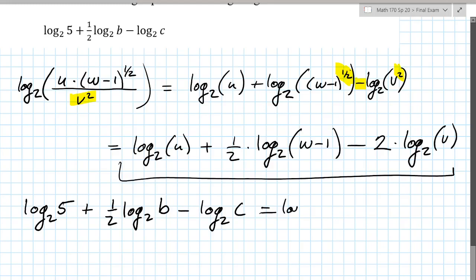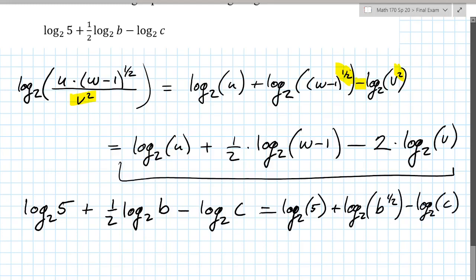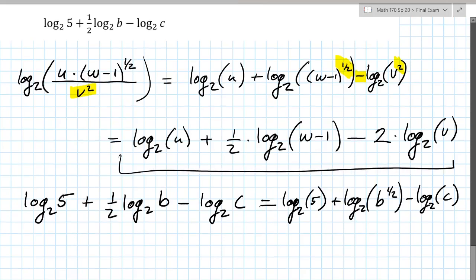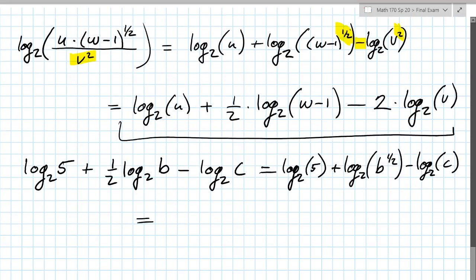So we have log base 2 of 5 plus log base 2 of b to the 1/2 power minus log base 2 of c. Now that I've taken care of the factors and there aren't any coefficients, I can combine these logs together using the addition and subtraction properties. We could do this all at once, or we could do this in steps. I will do it in steps from left to right.